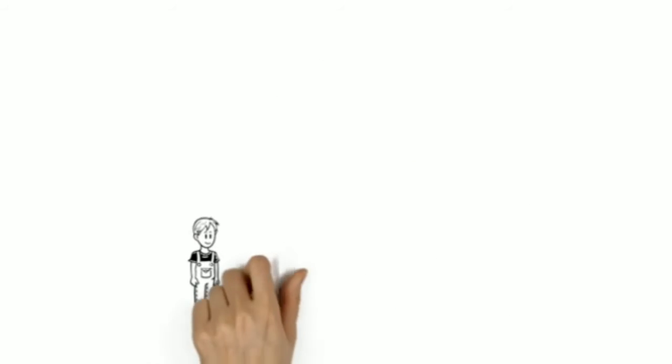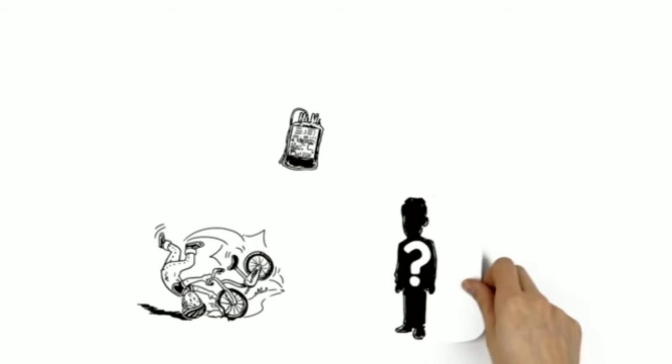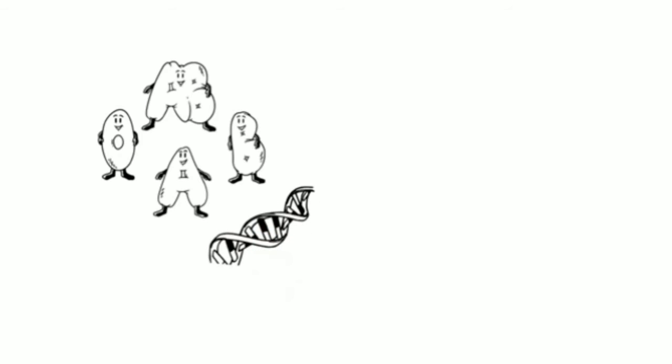We explained the basic principles behind the heredity of blood groups. This is Felix. He's been in an accident and urgently needs a blood donation. Even though his whole family wants to help him, he can only receive blood from one of his family members. But why is that? The answer is related to the heredity of blood groups.